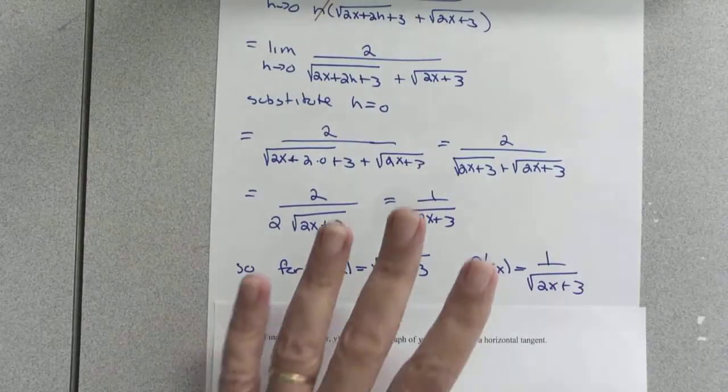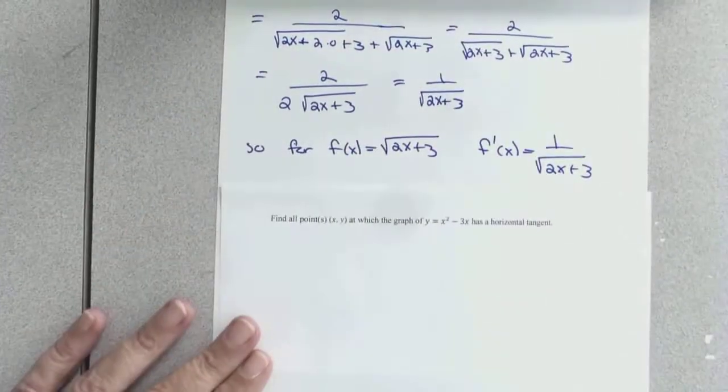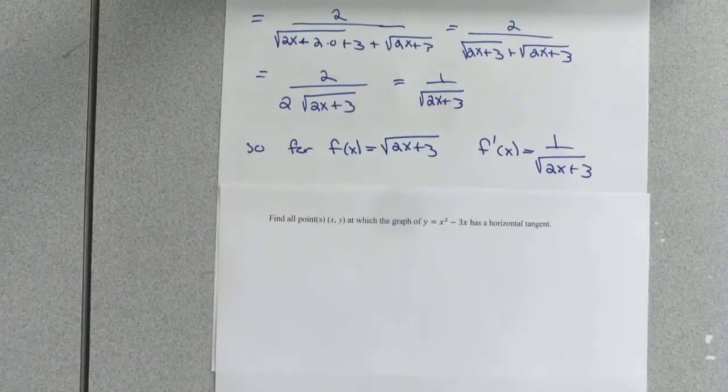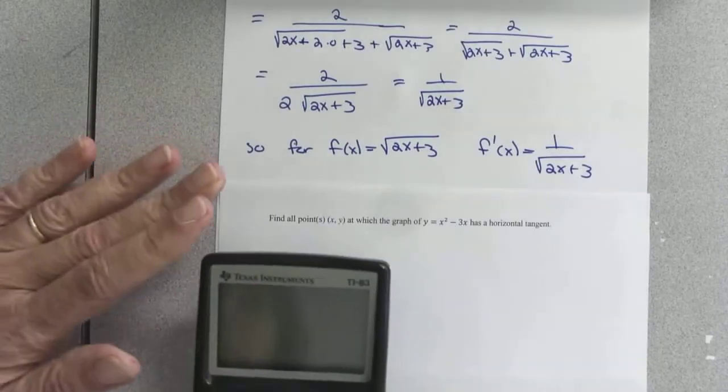Okay, next problem. Find all points x, y at which the graph y equals x squared minus 3x has a horizontal tangent. Well, what on earth does that mean? Well, let's picture it first.